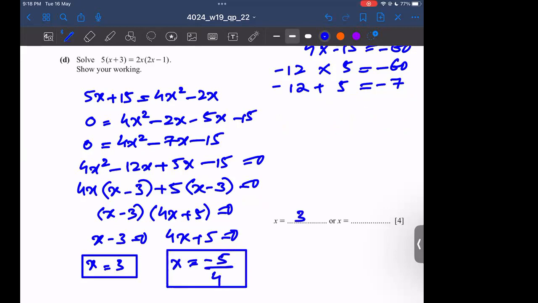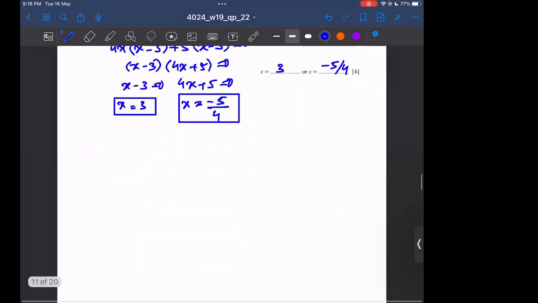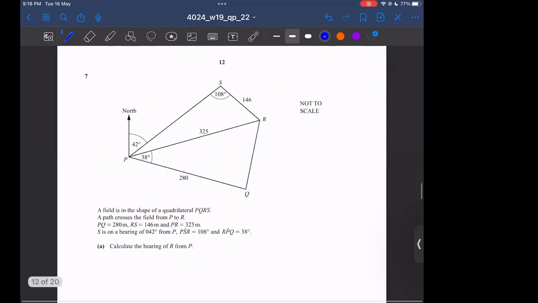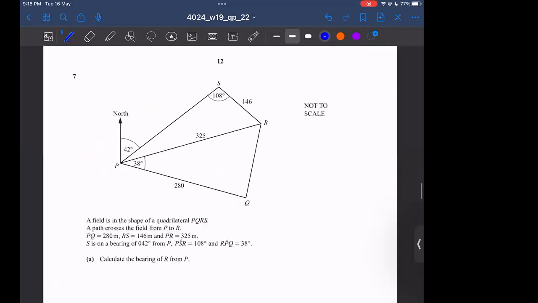X value 3, x value minus 5 by 4 here. All right, so we have solved this equation. Part D is done. Then we have a question from the trigonometry. It says calculate the bearing R from P. They have given all the values here.